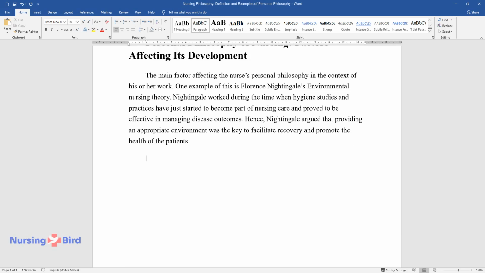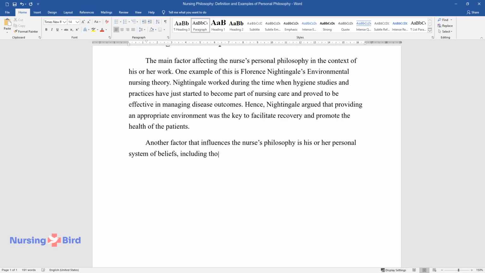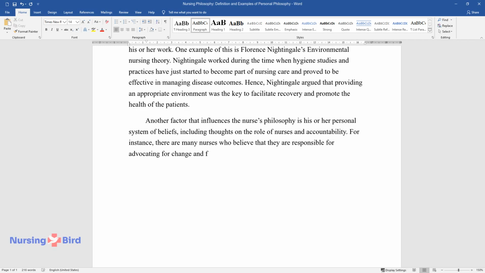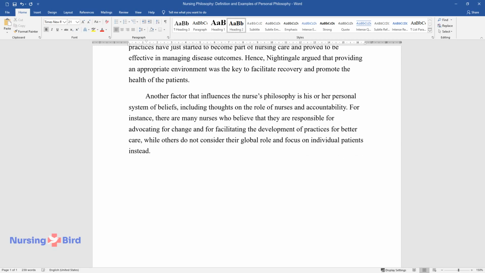patients. Another factor that influences the nurse's philosophy is his or her personal system of beliefs, including thoughts on the role of nurses and accountability. For instance, there are many nurses who believe that they are responsible for advocating for change and for facilitating the development of practices for better care, while others do not consider their global role and focus on individual patients instead.